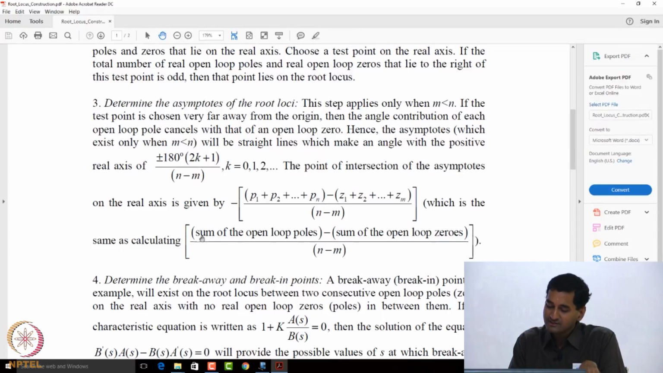And one can show that that point of intersection is going to be the sum of open loop poles minus the sum of open loop zeros divided by n minus m. Okay, that is the formula. Once again, as I told you, that part I am going to leave to your homework. How to figure it out is homework for you. So we figured out how to get the angle of intersection of the asymptotes, so that's coming from the angle condition.